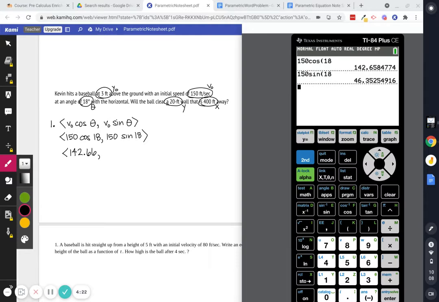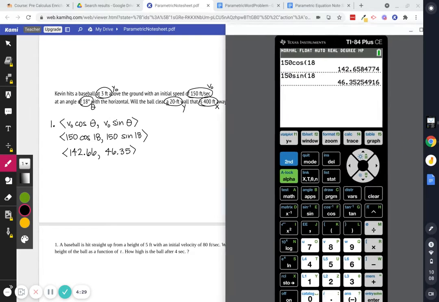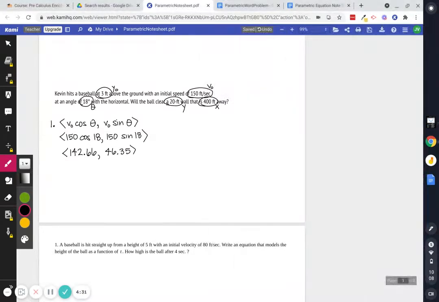I'm going to say 46.35. Okay, so that's an important thing, to be able to break that down into its components. Now, we are going to work with the x equation and the y equation. I'm going to start with x and finish with y.